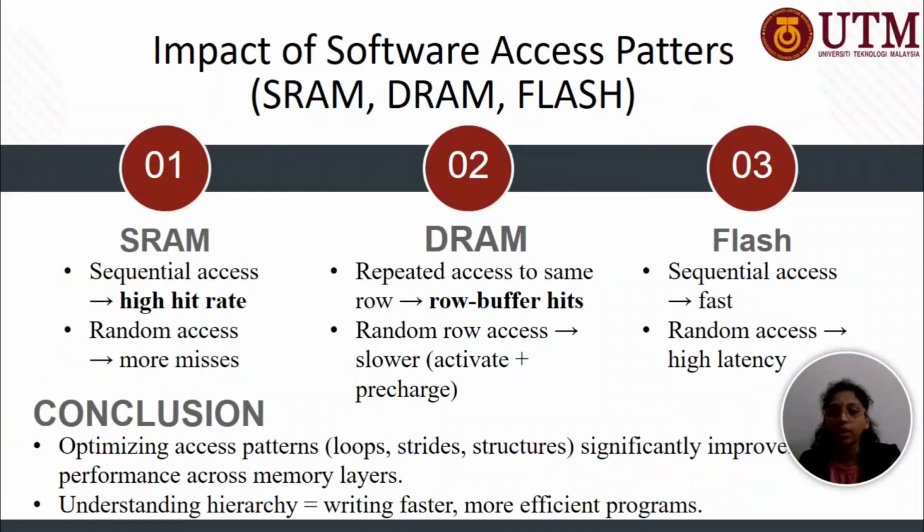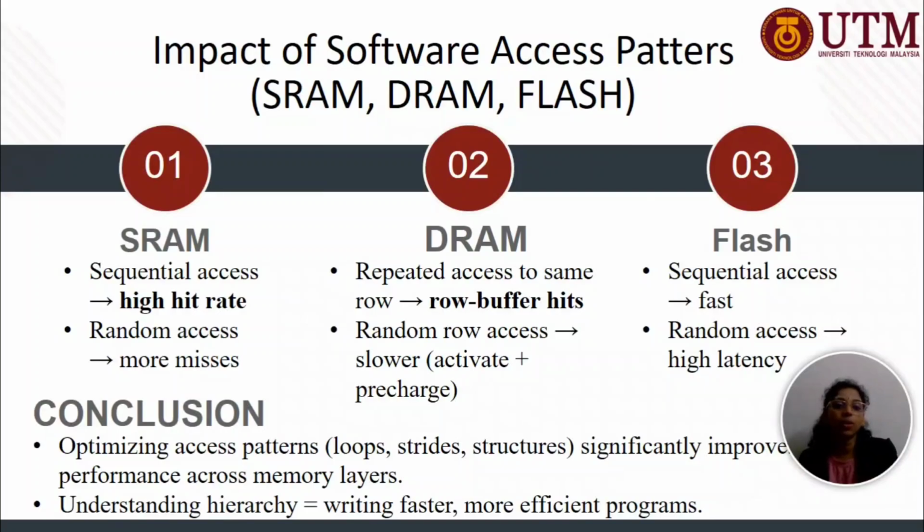Next, the impact of the access patterns. To conclude, different memory access patterns have different impacts on performance. For caches, sequential access increases hit rate while random access causes more misses. For RAM, accessing the same row repeatedly gives row buffer hits and better speed. And for flash memory, sequential operations are much faster than random reads or writes.